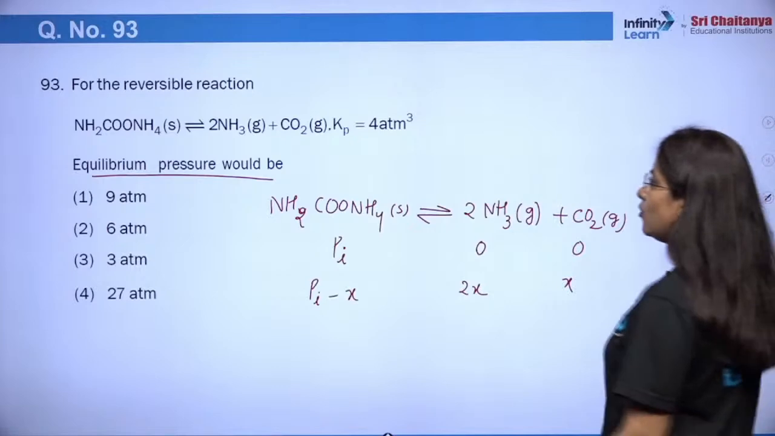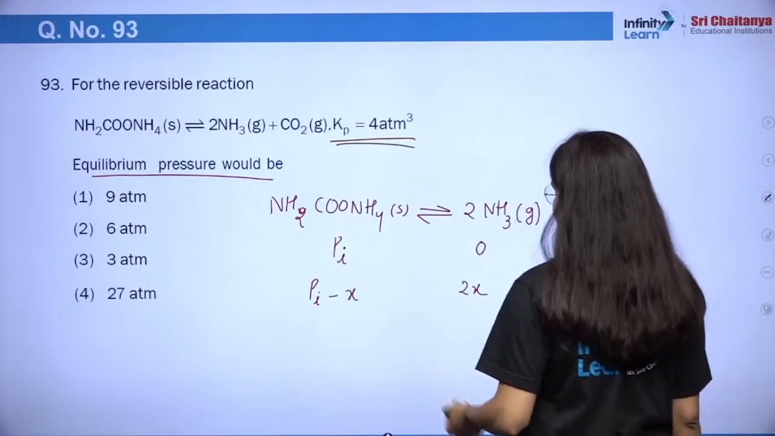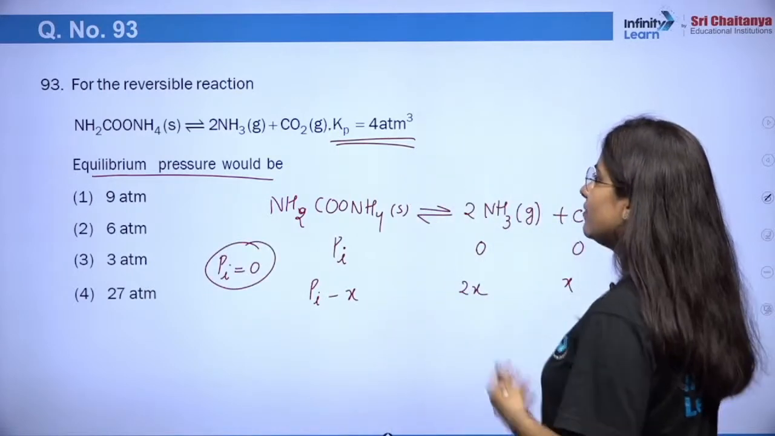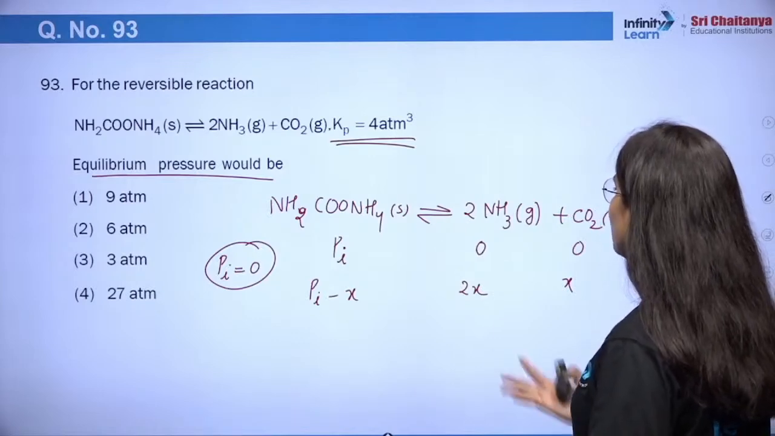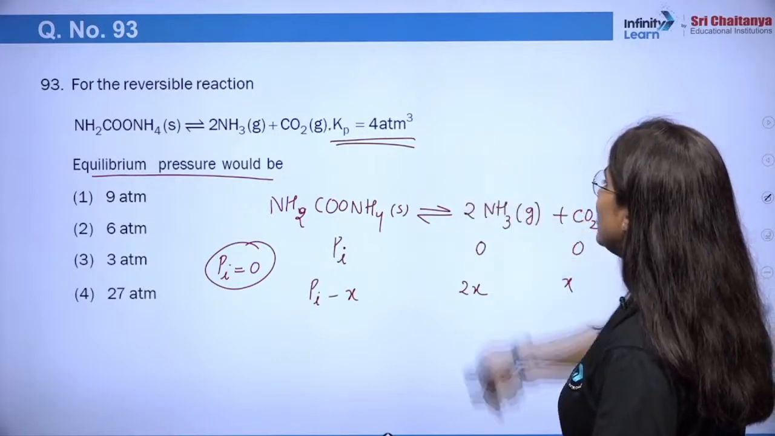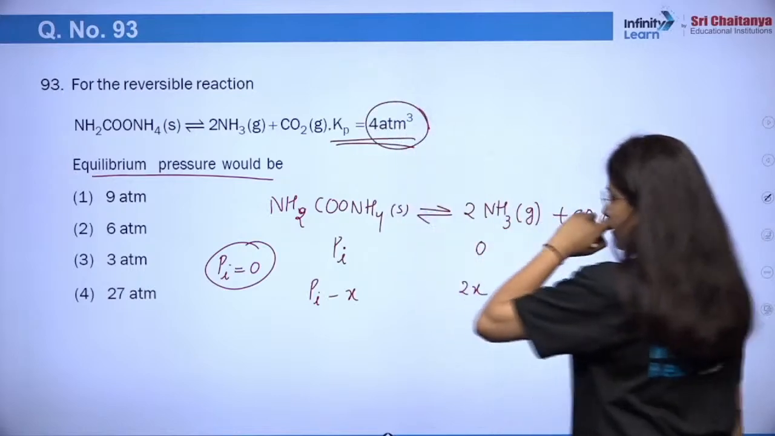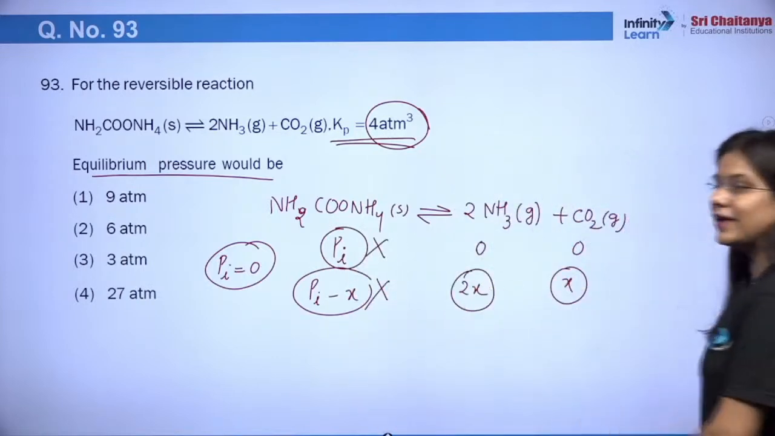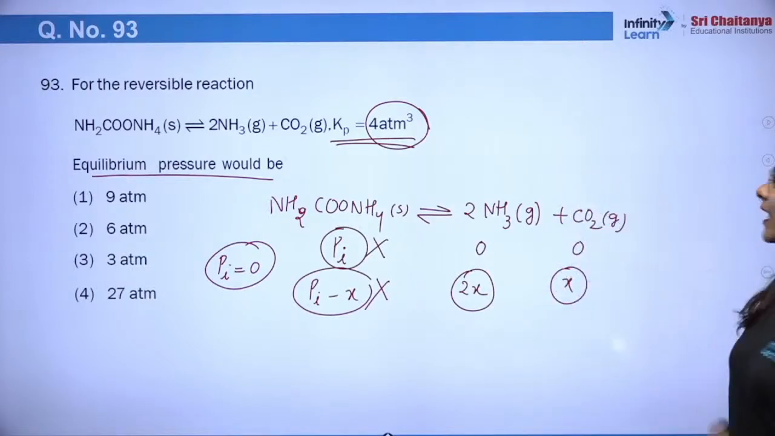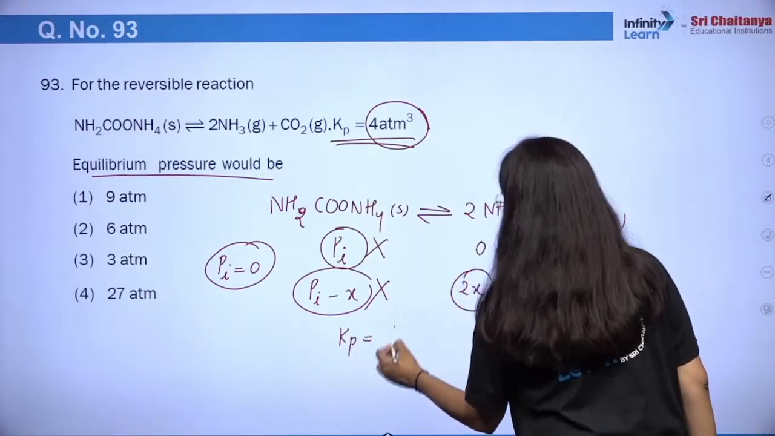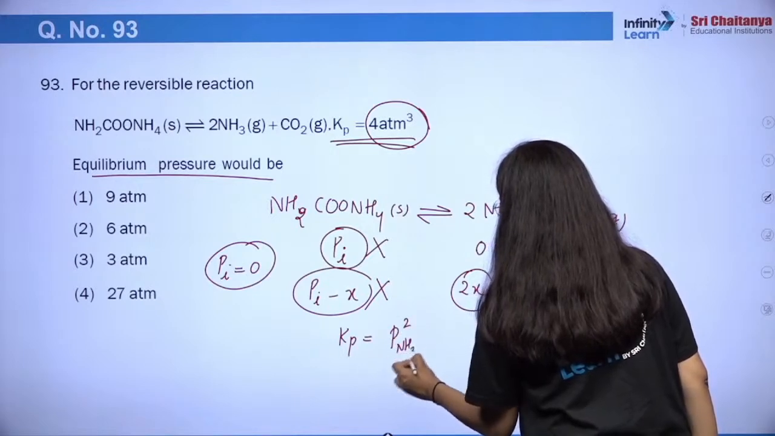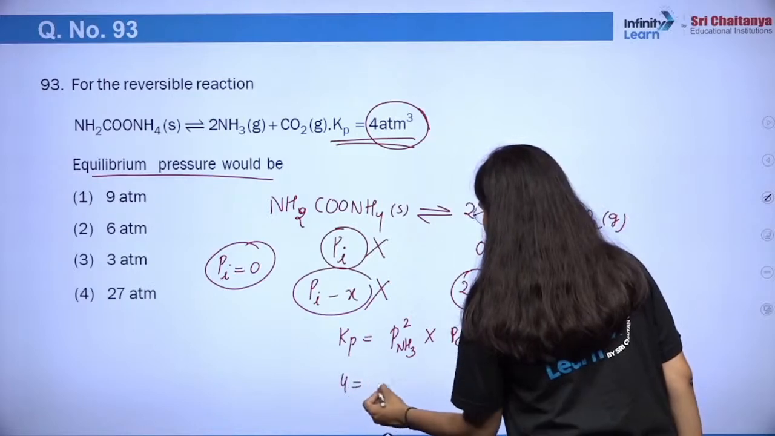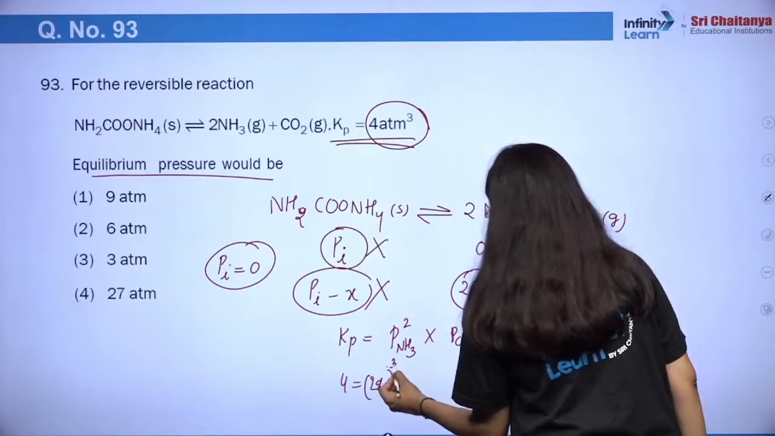What we are given? We are given the value of Kp. Now what can I do from here? I know that Pi is 0, because initially we have the solid here. So I can find the mole fraction from here, or I know the value of this Kp. After the reaction this is of no use now, because this will not be there. So we have only pressure due to these gases, 2x and x. Now from here can I find the value of x? So Kp is equal to the pressure of NH3 squared into the pressure of CO2, that is 4 is equal to x square, 2x का whole square into x.